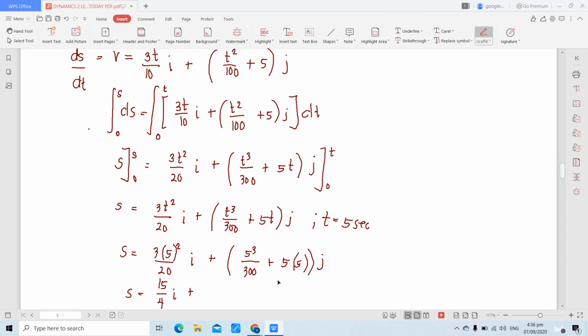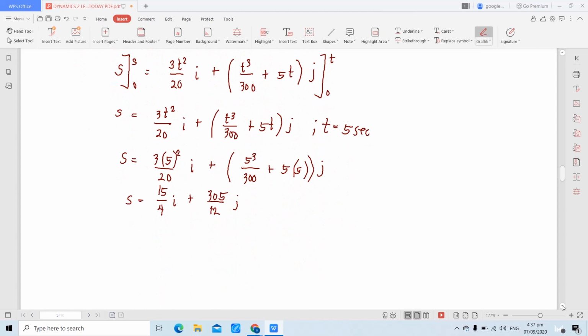Okay, plus. How about this one? Pakisimplify po to. 125 over 300 plus 25. That will be 305 over 12, and that is j. Yan na ba yung ating final answer? Ano yung kinukuha, guys? Distance. The distance after 5 seconds.